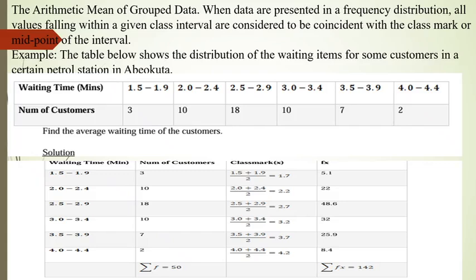Then we look for our fx. F is the frequency, times the midpoint. That means 3 times 1.7, which will give us 5.1. 10 times 2.2 will give us 22. You can also press your calculator. 18 times 2.7 will give us 48.6. 10 times 3.2 will give us 32. Like that, like that.